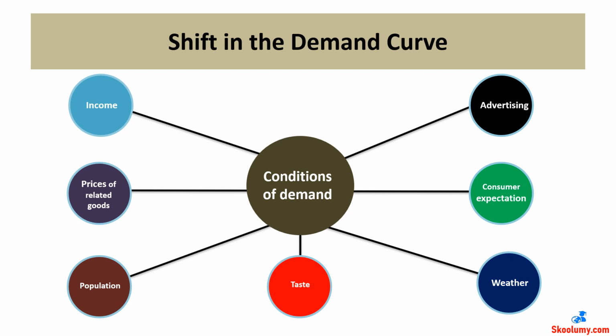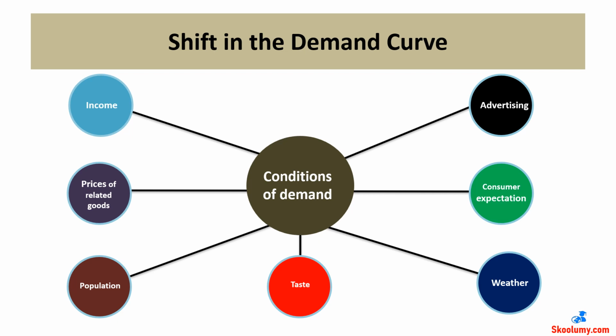Advertising is another factor. A successful advertising creates awareness and increases the demand for a product, thereby causing a rightward shift in the demand curve. A business can popularize its products by advertising on social media directly or by using influencers that endorse its products.